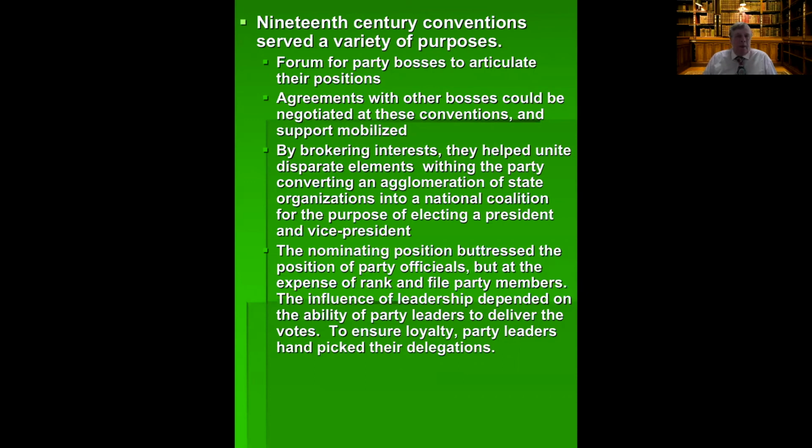And then finally, the nominating position buttressed the position of party officials, but at the expense of rank and file party members. The influence of leadership depended on the ability of party leaders to deliver the votes. To ensure loyalty, party leaders handpicked their delegations. Recall also that the period between the Jackson administration and the Garfield administration was one dominated by patronage. And so patronage was a way for the two political parties to engender loyalty among their members.